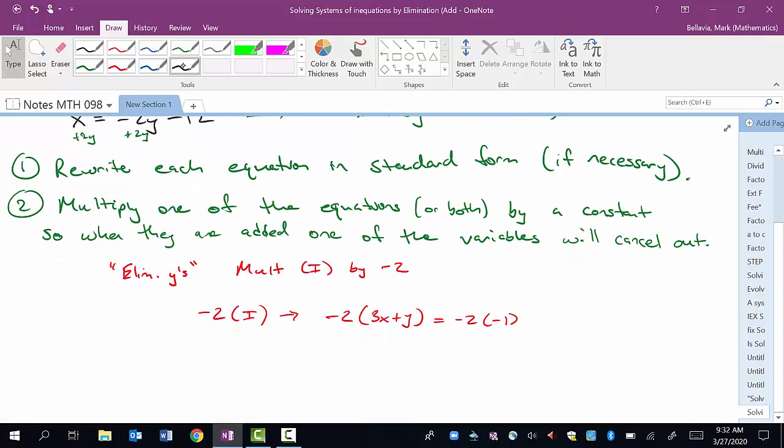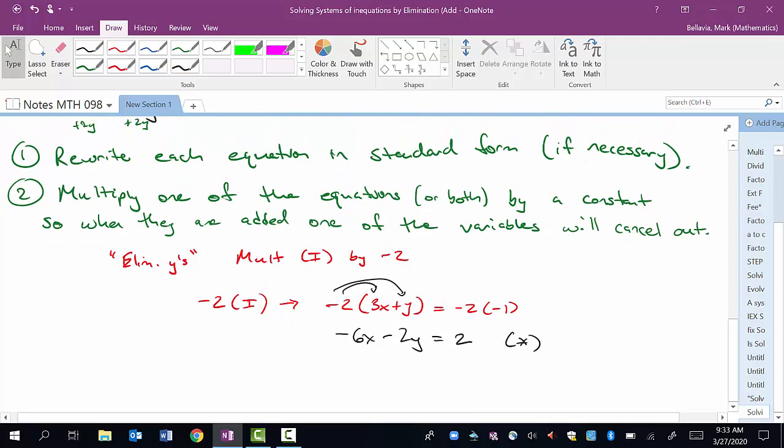And in doing that, I'm going to distribute through here. So I got negative 6x minus 2y equals negative 2 times negative 1, which is a positive 2. Watch your signs here. And I'm just going to label this with a little star just so you can see that's my new equation 1, right? It's manipulated.